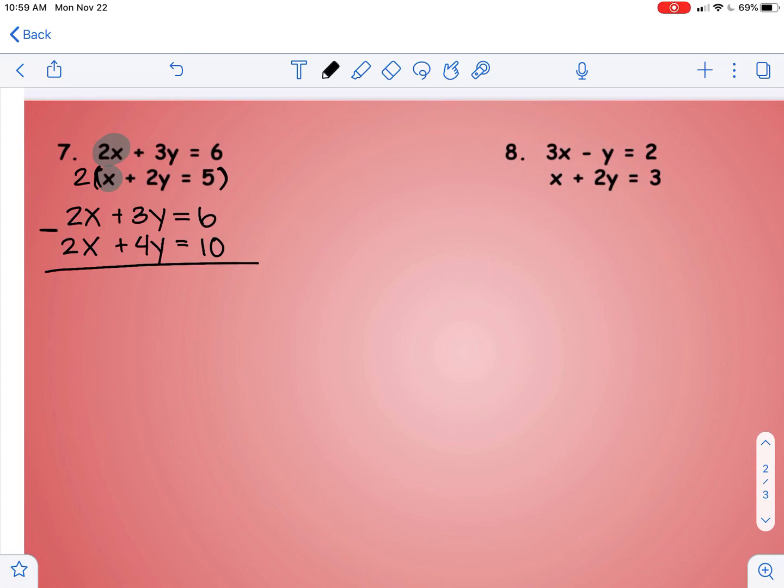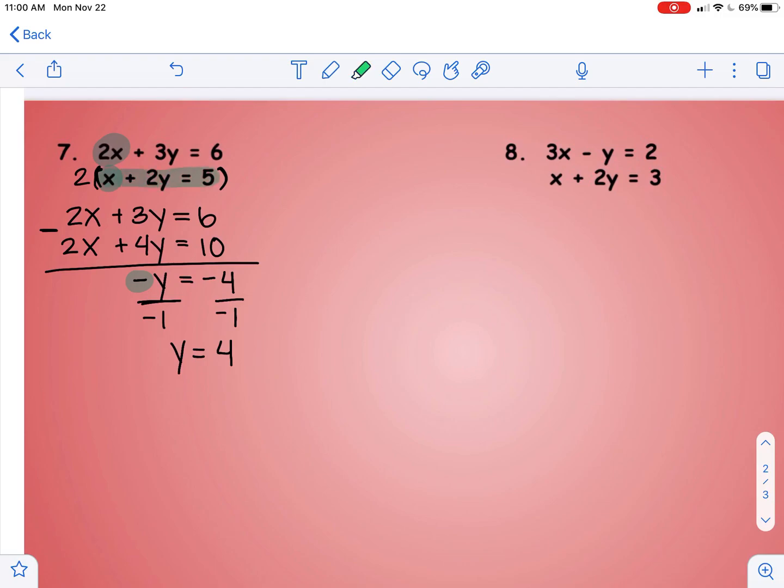And I'm going to subtract these. So 2x minus 2x is going to give me 0. 3y minus 4y is going to give me negative y. And 6 minus 10 is going to give me negative 4. So then, to get rid of this negative on the y, I'm going to divide by negative 1. And that is going to give me y is equal to positive 4.